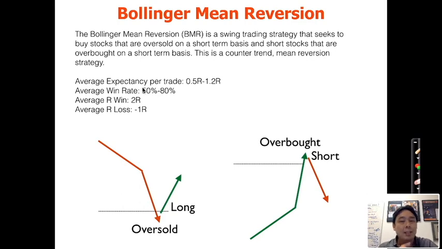The average expectancy per trade for this strategy is 0.5 R to 1.2 R per trade. The average win rate goes from anywhere from 50% to 80%, depending on the period or the month. The average R win is 2R, and the average R loss is -1R.